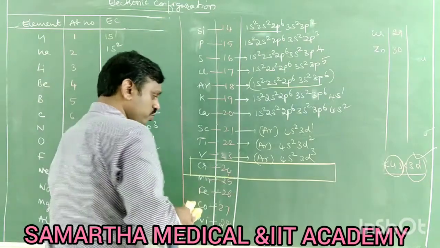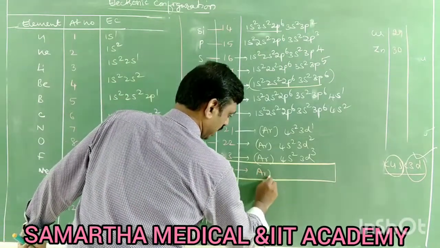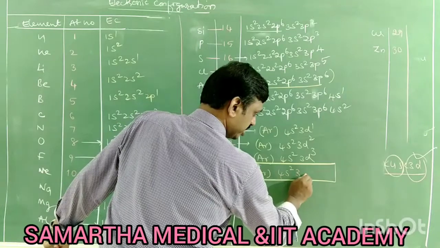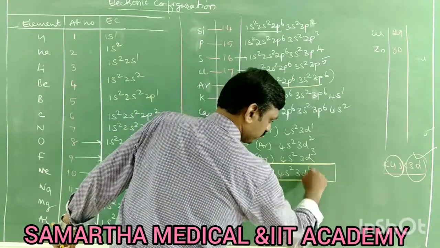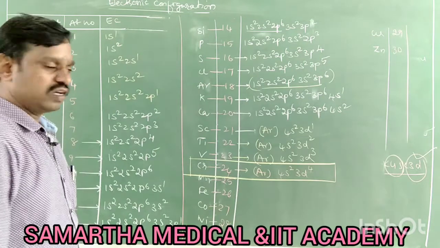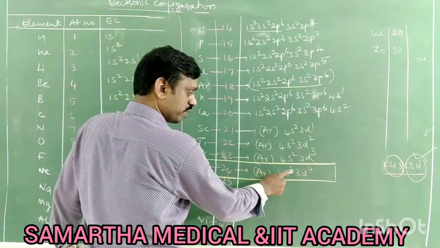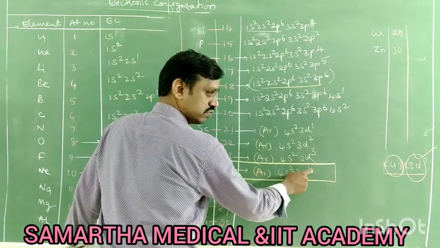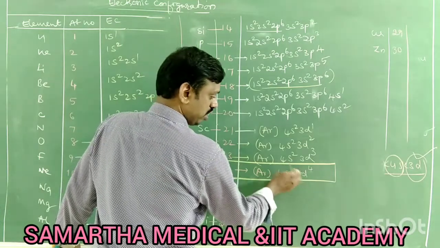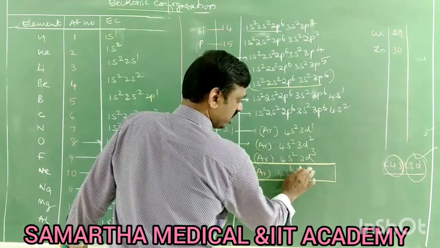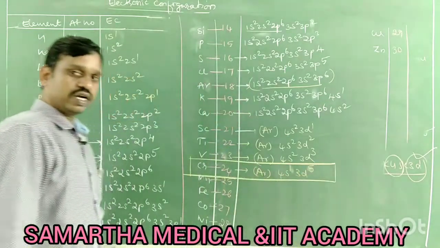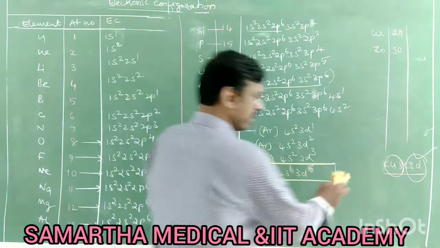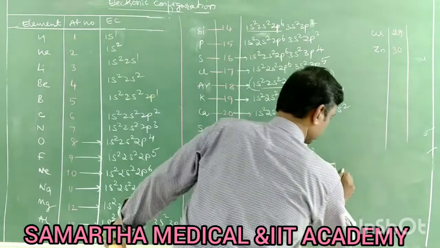Now what is chromium supposed to be? It's supposed to be argon, 4s2, 3d4. But what happened? One electron from the s orbital enters into the d orbital, it becomes d5, and s becomes s1. So therefore it is 4s1, 3d5. This is the correct electronic configuration of chromium. This is called anomalous electronic configuration. Chromium has an anomalous electronic configuration.